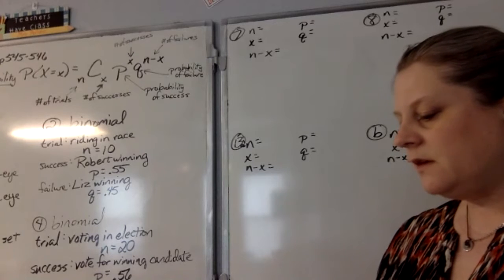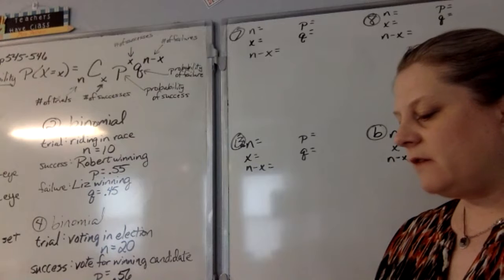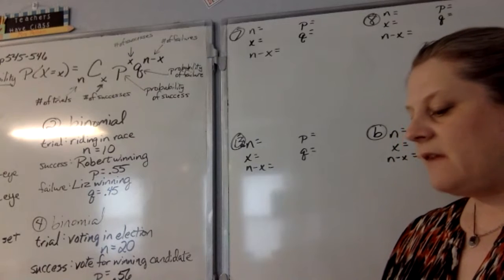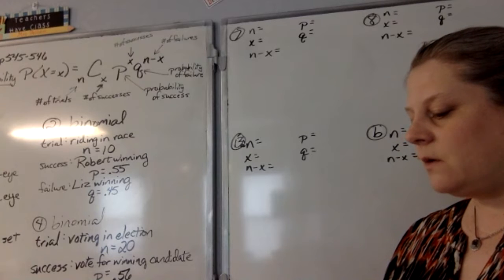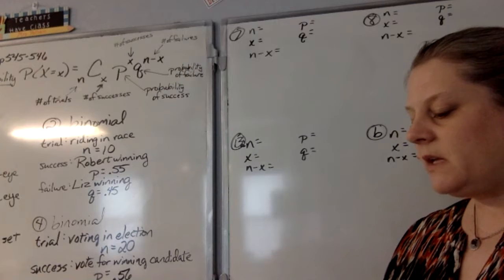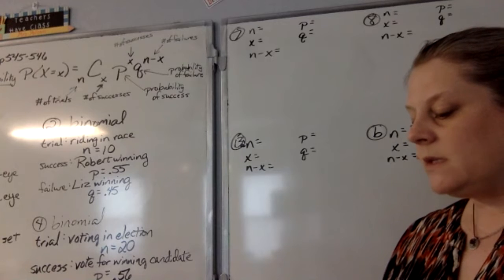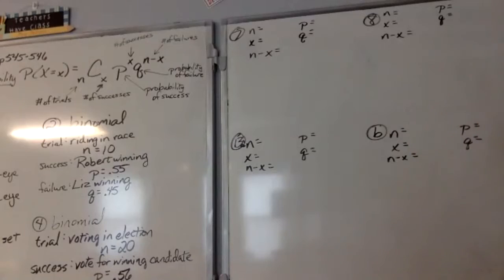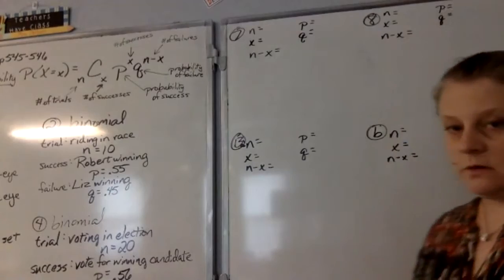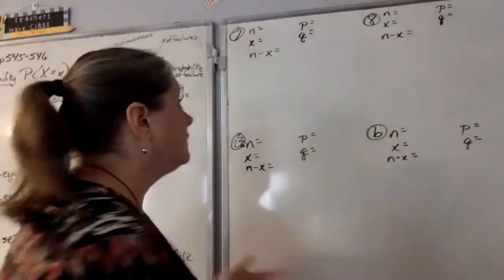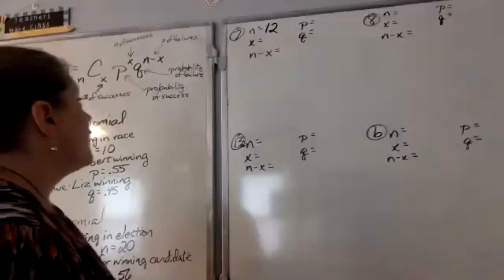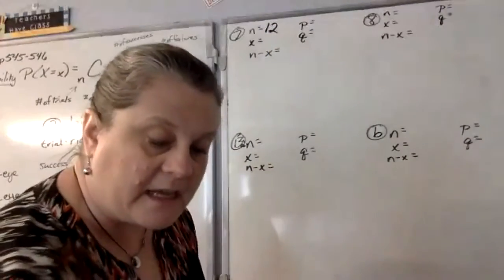Okay? So it says, at the start of every football game, a referee flips a coin to determine which team will get the ball first. If a particular referee does this for a total of 12 different games during the high school season, what is the probability of 8 of these flips resulting in heads? Okay, so first of all, how many times is he flipping it total? How many games are there? 12. Now, how many times is it saying he's getting heads?